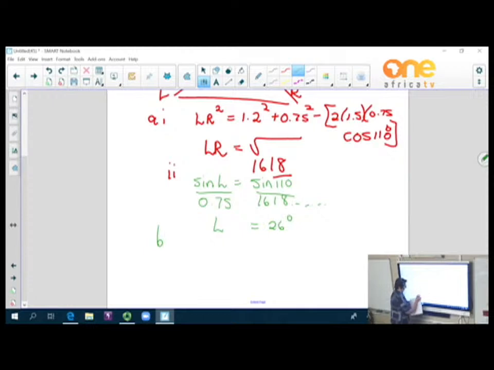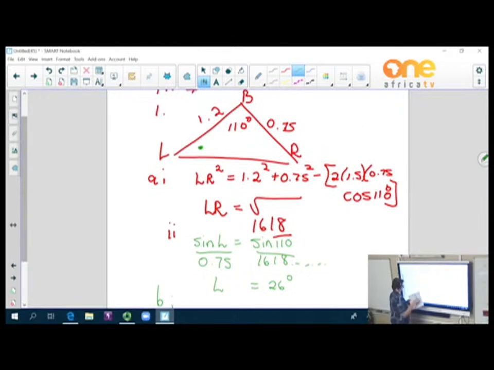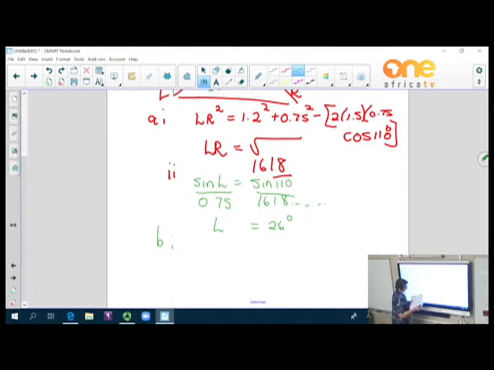Now at number B, they asked the bearing of L from B. L from B means this is what I need there. So if this angle we found now is 26 degrees, then this angle and this one will be alternating. So I can find that little angle there to be able to calculate that bearing then there. Because you need to find that north clockwise bearing then there. So at number B, the bearing is then 223 degrees. The second one is B from R.